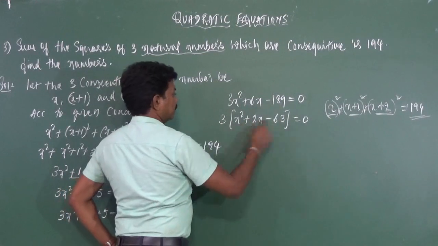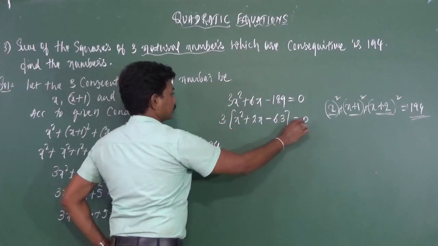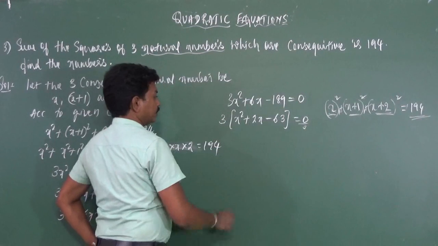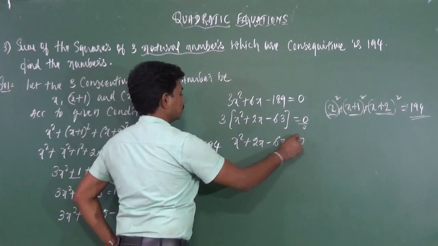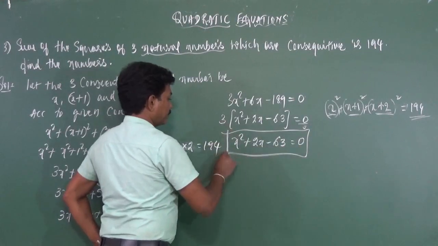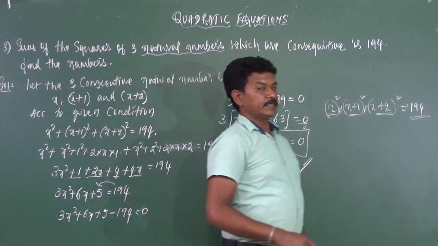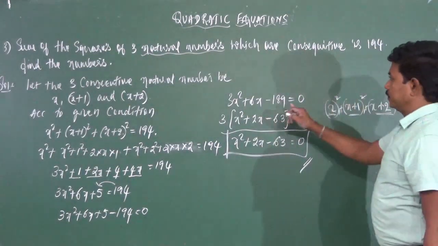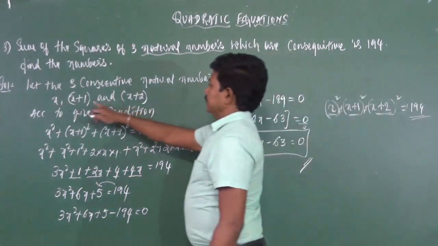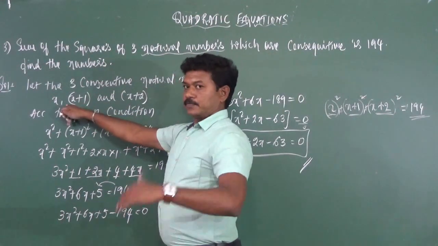3 sixes are 18, 3 threes are 9. Okay, so this 3 goes to the denominator of 0. So that is x square plus 2x minus 63 is equal to 0, the required quadratic equation. So you have to solve this by the method of factorization. You are going to get the value of x. First you will get the value of x. So the first natural number is the x value what you have got.